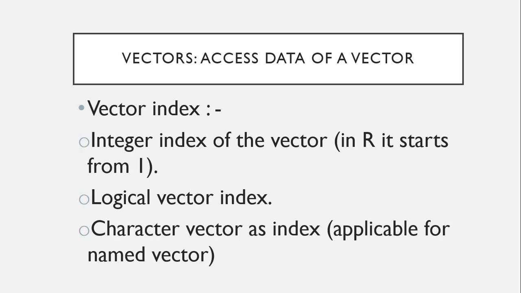Of the indexes that we're going to be using, we have the integer index, and one thing you have to remember is that in R the index normally starts from 1. We can also use the logical vector index, and we can also use the character index.